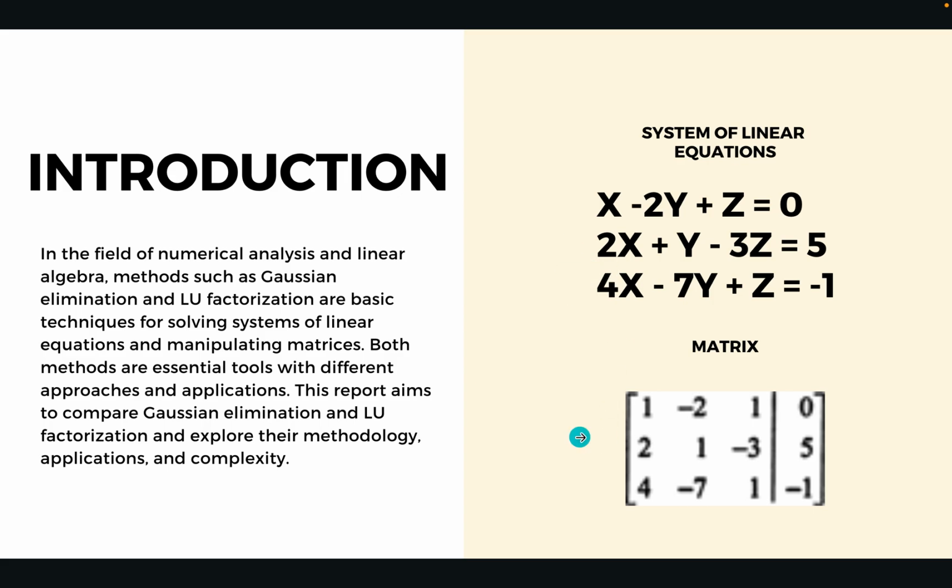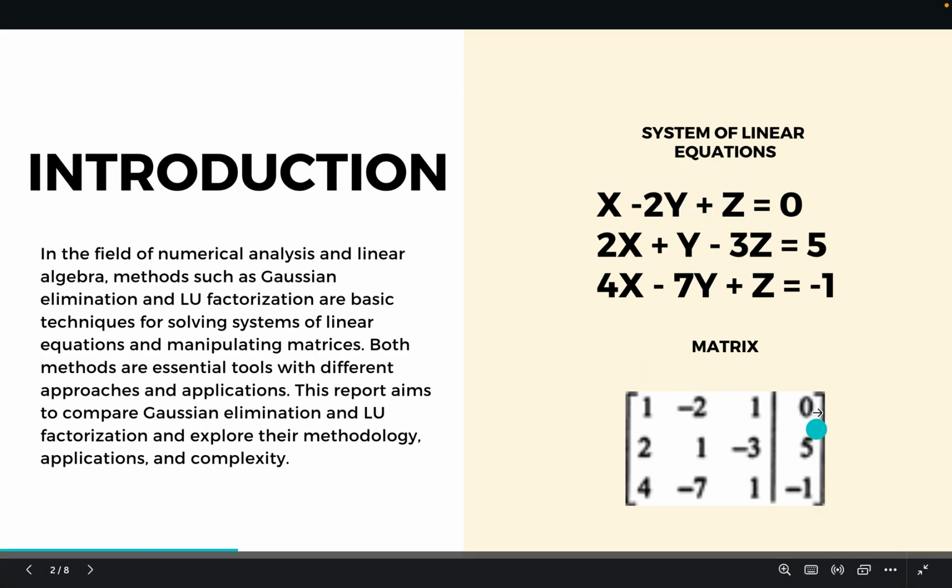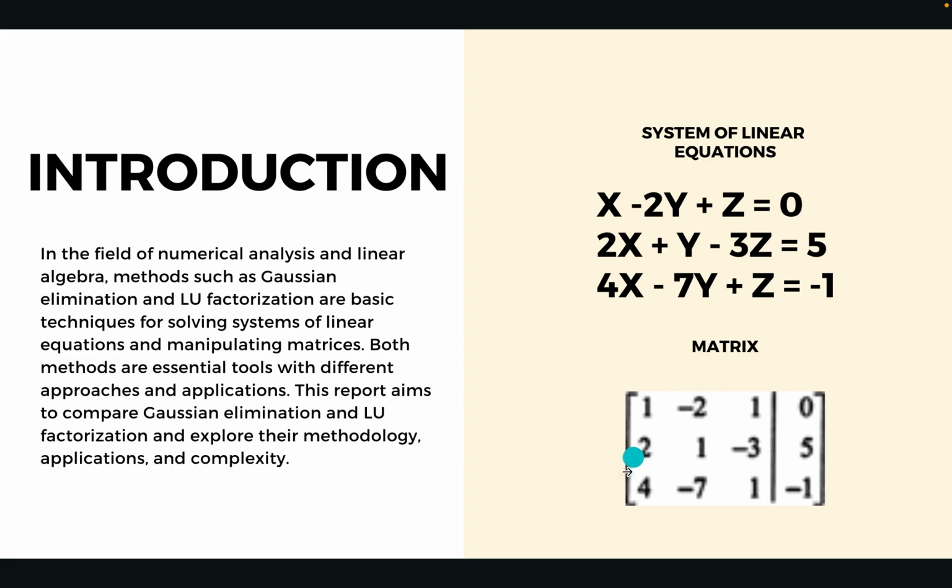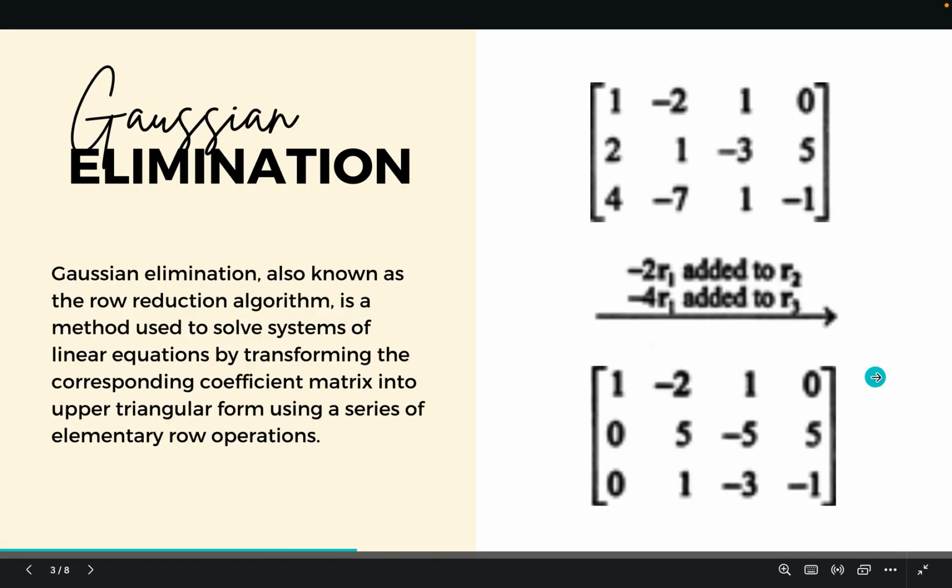So how do we come to this matrix? We take the coefficients of all the variables and put them in a matrix. So 1, negative 2, and 1 is 1, negative 2, and 1. And this column is for the final constant terms. And then we get a matrix.